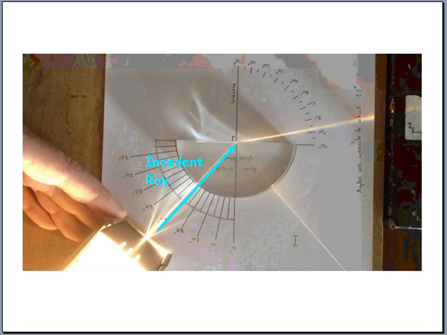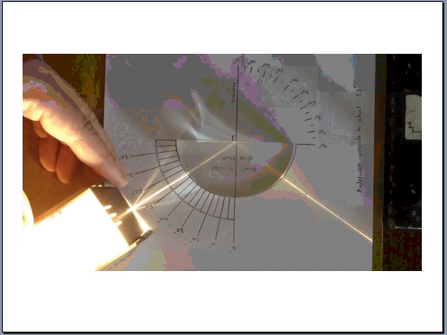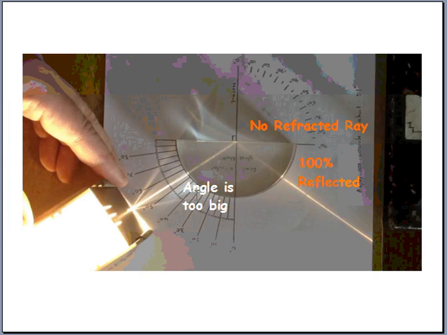So this one's great. Incident ray in, a little bit of refracted ray coming out, a little bit of reflected ray, behaving nicely. But if you go too far, then you might end up with this scenario. Nothing but a reflection. Okay, so no refracted ray. This angle is just too big. It's past the critical angle, and 100% gets reflected.